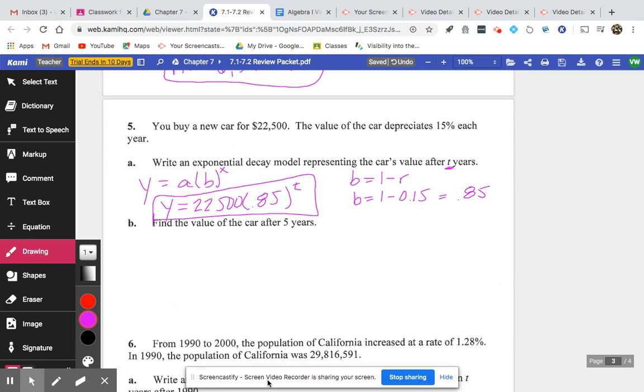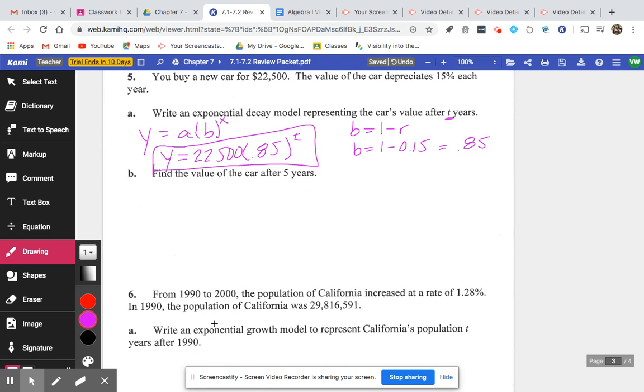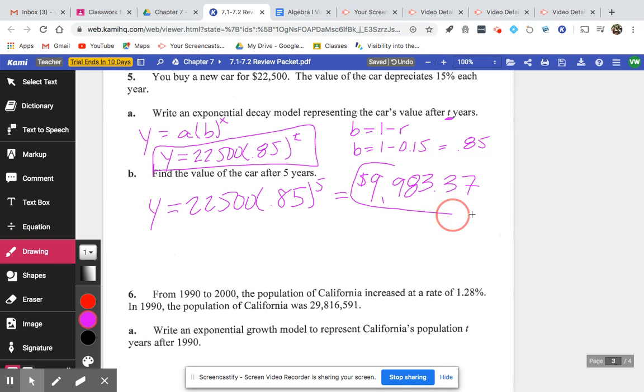Find the value of the car after 5 years. This time I'm replacing t with 5, and we're pretty much done. So y equals 22.5 times 0.85 to the 5. Plug that into your calculator. You should get 9,983.37, right around there.